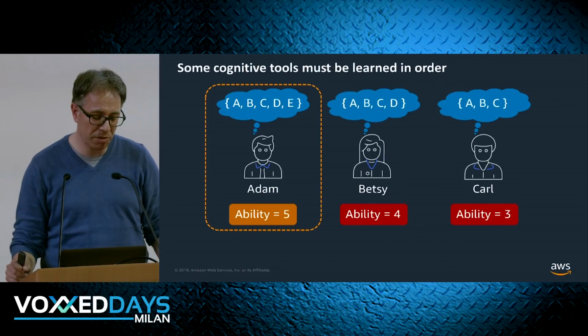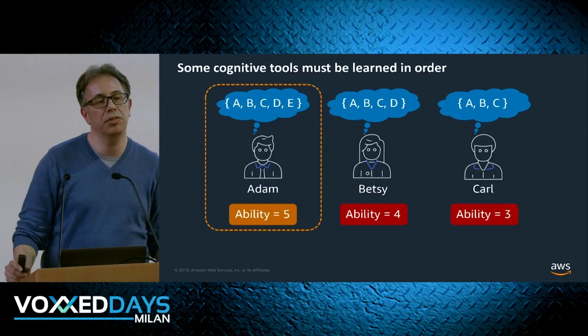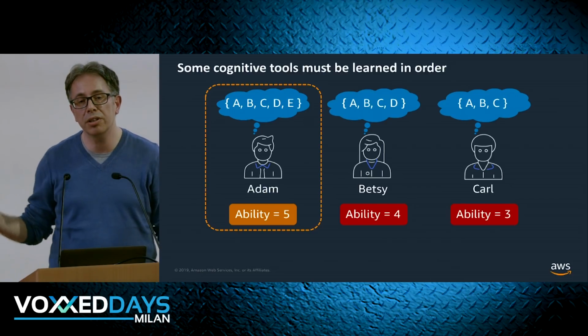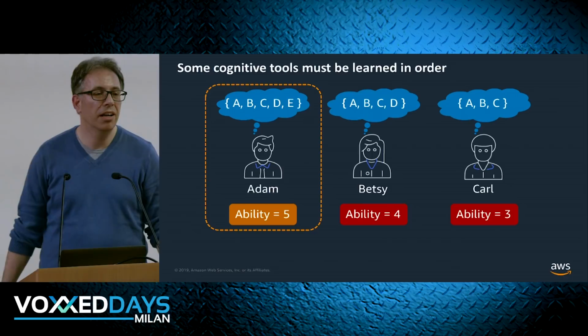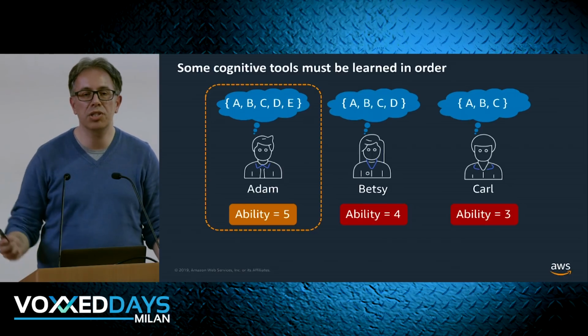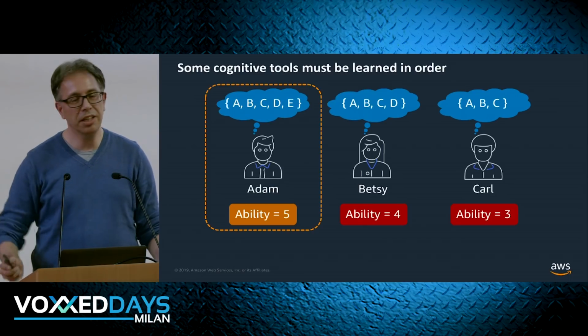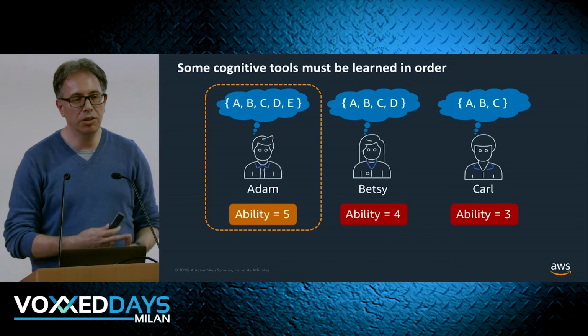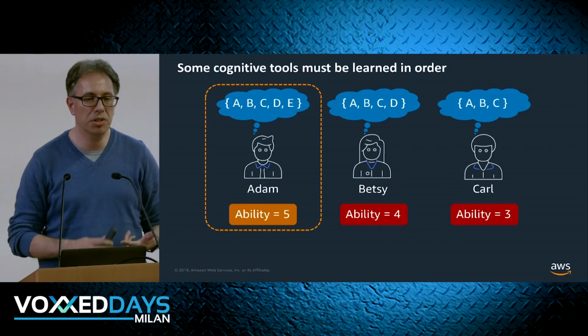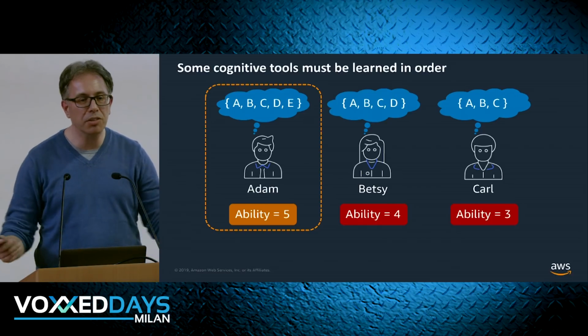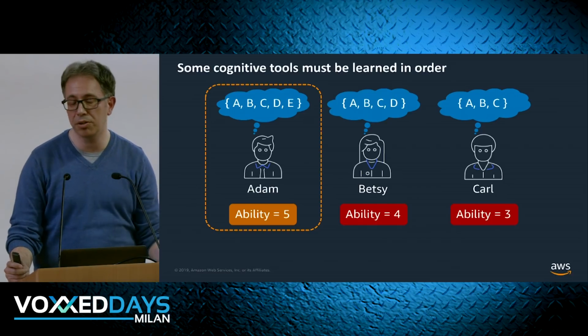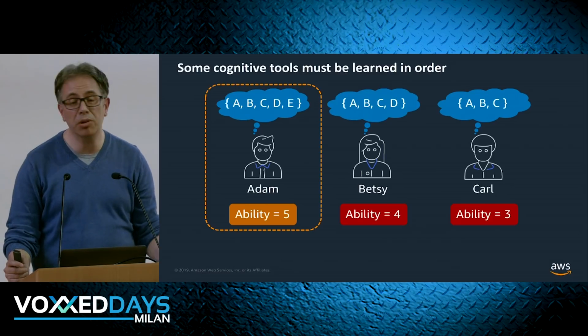Another niche problem is that sometimes some cognitive tools must be learned in order. Let's say that I want to create a team focused on image recognition with machine learning and convolutional neural networks. Probably each of these people needs to know neural networks, convolutional neural networks, linear algebra. So these are not random skills. You need to learn them in a specific order. So here it's even more difficult.